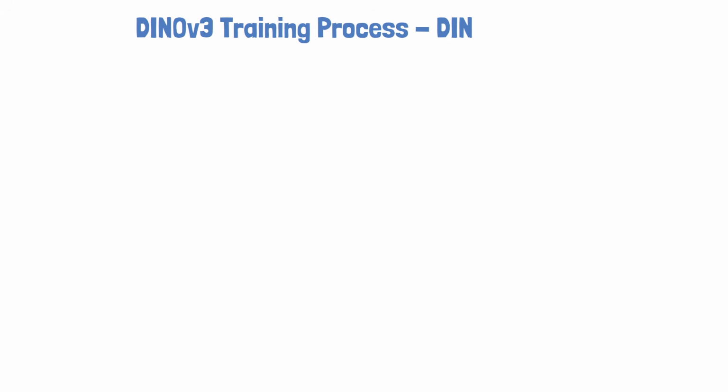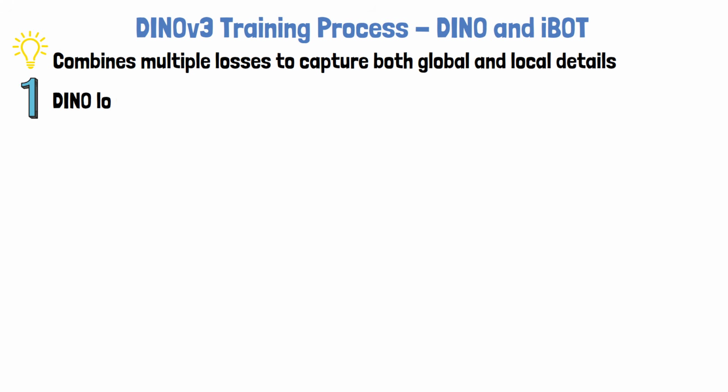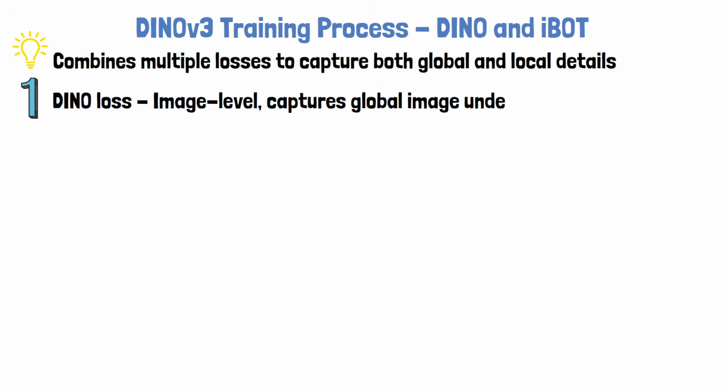DINOv3 combines multiple types of losses, each serving a different purpose. Two of these losses were already present in DINOv2, and together they complement each other. One captures the global meaning of an image, while the other focuses on local details. Let's start with the DINO loss. This is an image-level loss that helps the model build a consistent global understanding.